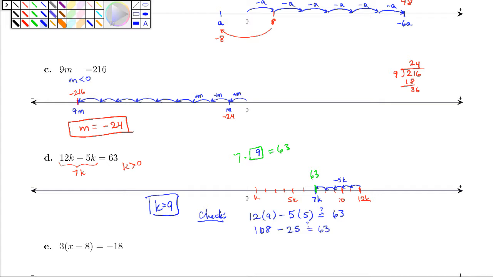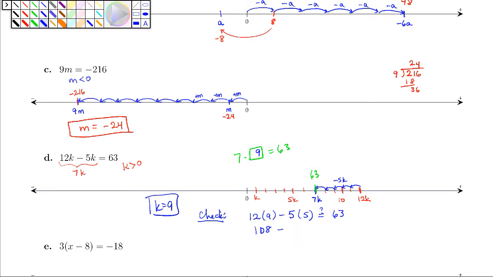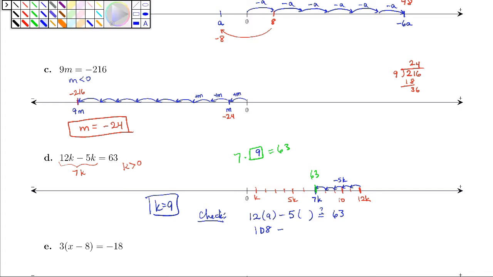What did I do wrong? Ah, I know what I did wrong. For some reason I plugged in k equals 5 there. It should be 9. So minus 5 copies of 9 is 45. So 108 minus 45 is indeed 63. Okay, so there's one way to check it. We can also look at this and say 12 copies of 9 minus 5 copies of 9 is 7 copies of 9. And 7 times 9 is 63, which we know.